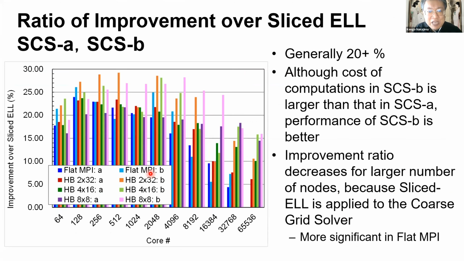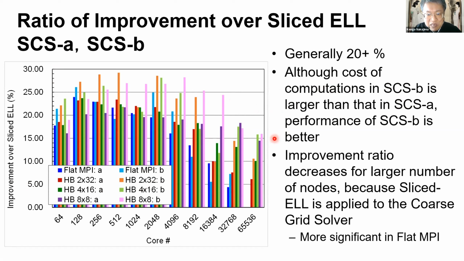So this is the ratio of the improvement over the sliced ELL for the SCS-A and SCS-b case. You can see the value is generally more than 20%. In this case, up is good. Although the cost of the computation in SCS-b is larger than that of SCS-A, generally speaking, you can see the light color, so SCS-b is better than SCS-A.